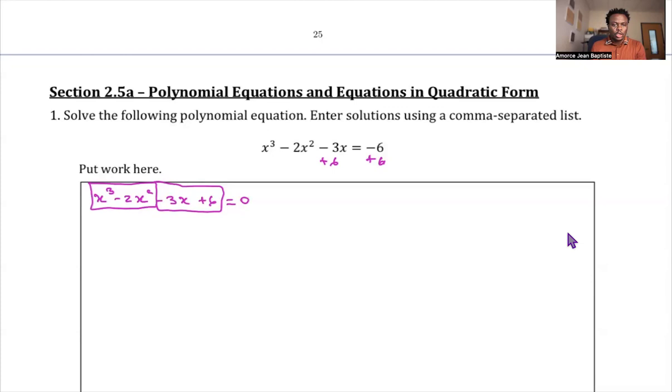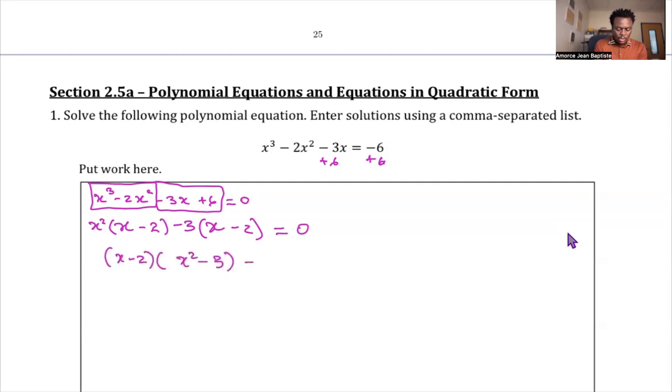The greatest common factor of the first group, GCF, is x squared. We factor it out, divide each term by x squared. The first term divided by x squared is x. Divide this one by x squared is going to be just -2. The GCF of the second group, I'm always going to bring the negative sign with the GCF. So that's going to be negative 3. So divide by -3 the first term, that's just x. Divide by -3, that's going to be -2 equals 0. So that's x minus 2 times x squared minus 3 equals 0.